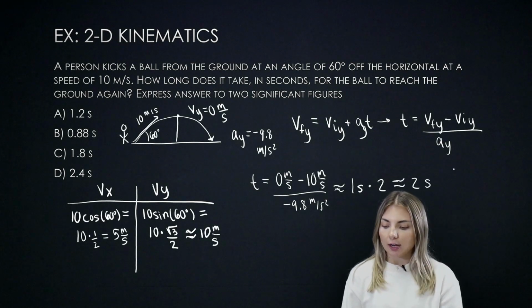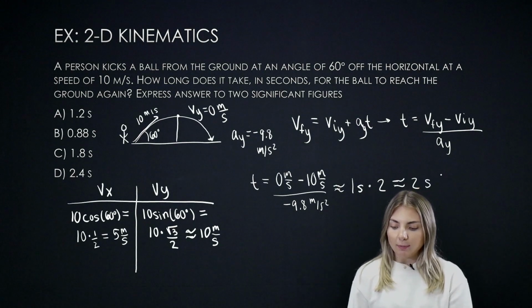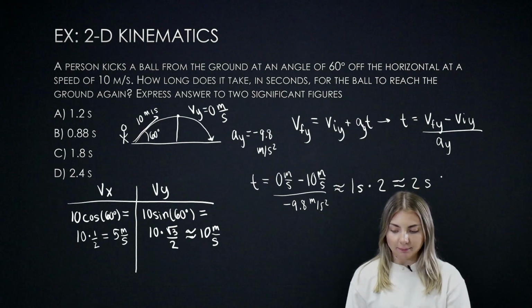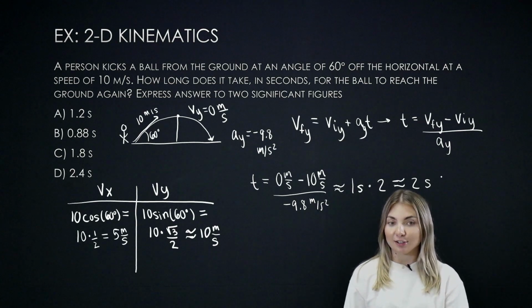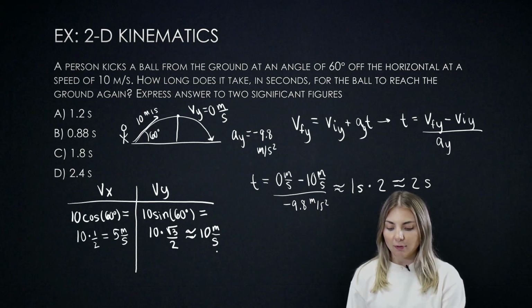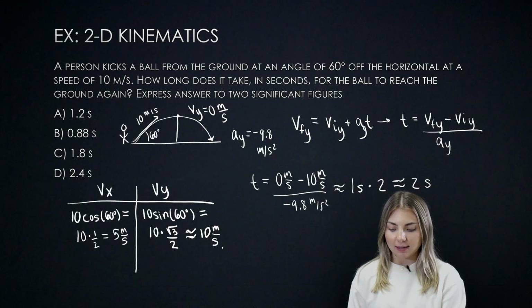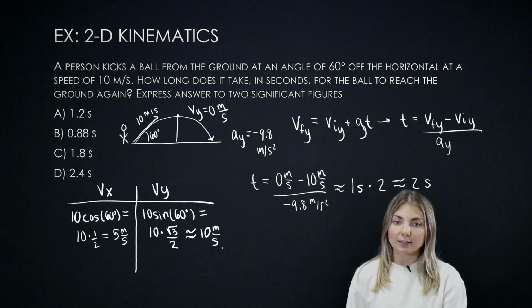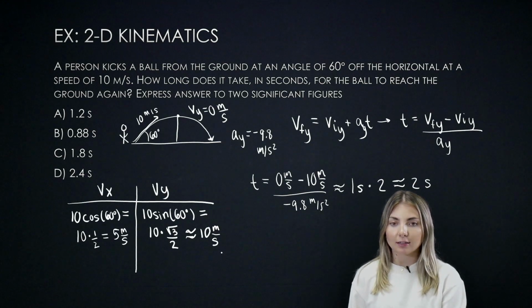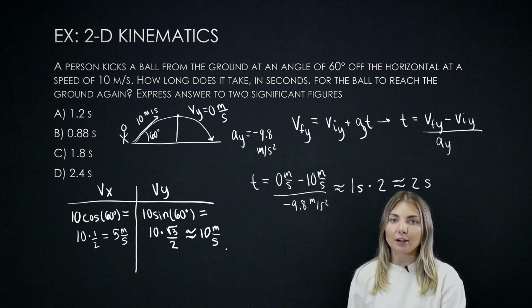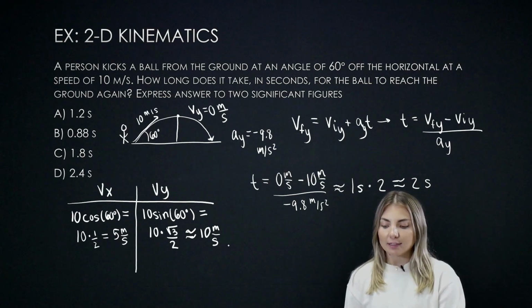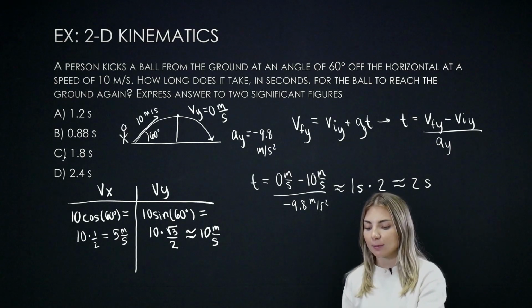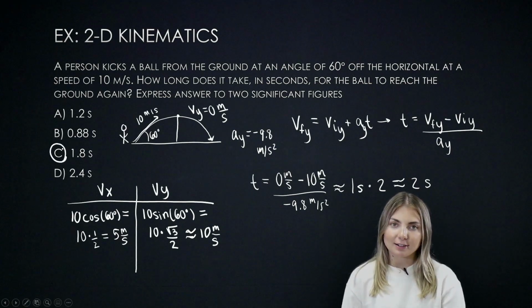And now looking at our answer choices, we might be between C and D, but looking back at our estimations that I said to note at the beginning, we remember that 10 meters per second was an overestimation because we rounded square root of 3 up to square root of 4. So therefore, we know that our answer cannot be greater than 2. So based on this, I'm going to guess C, 1.8, which is the correct answer.